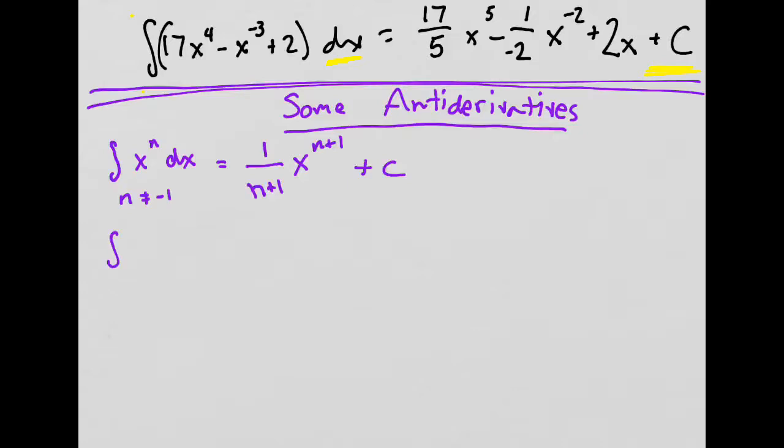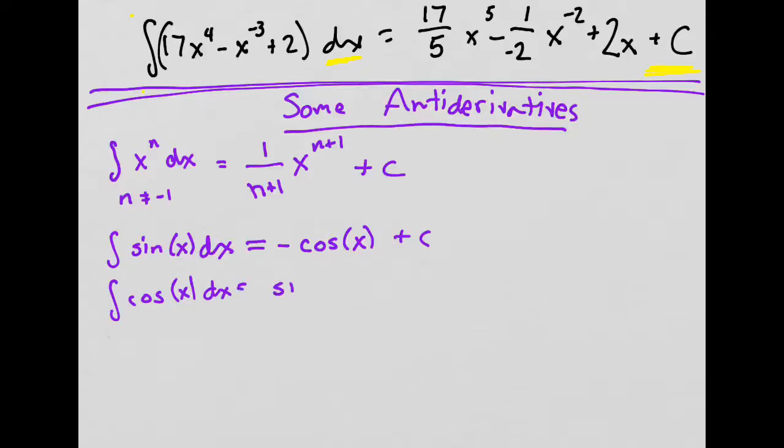Some others you might know: the general antiderivative of sine of x dx is negative cosine of x plus c. Because remember, the derivative of cosine is negative sine, so the antiderivative of sine will be negative cosine. And similarly, the antiderivative of cosine of x dx is sine of x plus c.